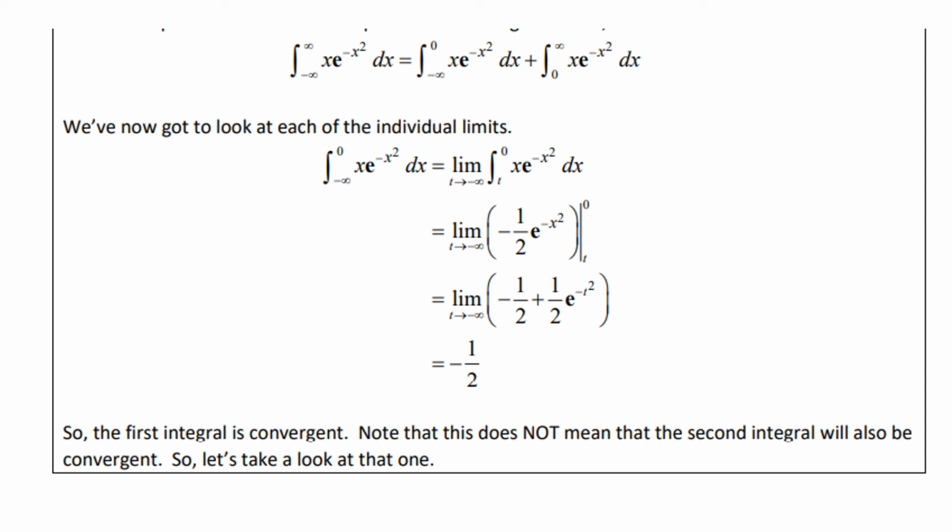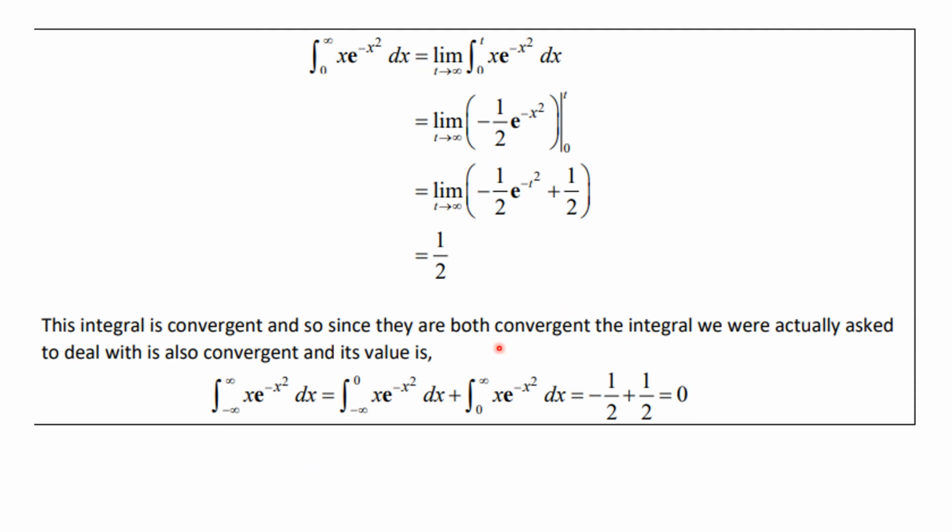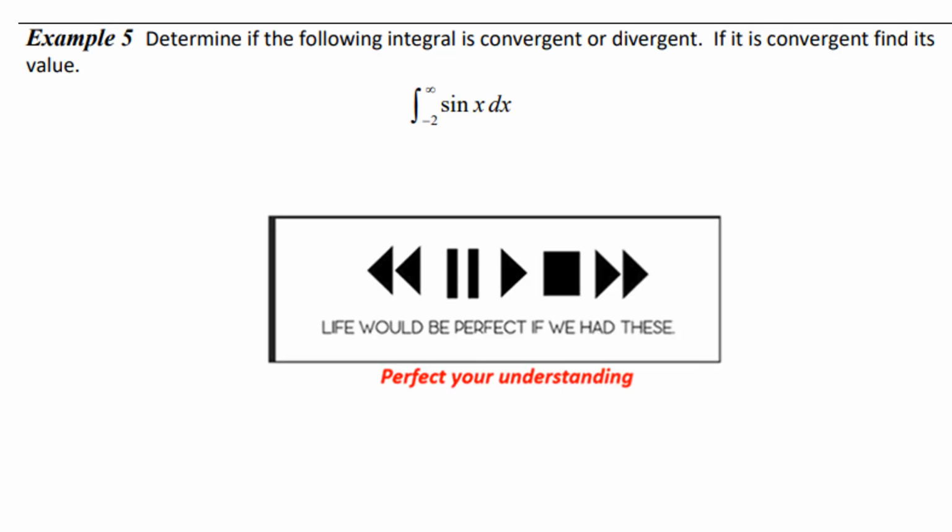This does not mean that the second one is also convergent. We have to look at that one as well. And so we do this one. Some similar things happen, except the t goes to positive infinity. And we get 1/2. So the integral is convergent. And in fact, the answer is 0. You see the positive and the negative integrals cancel out. The areas cancel.